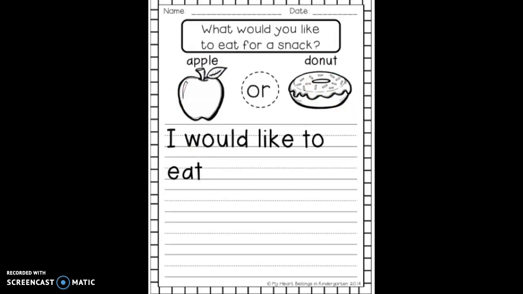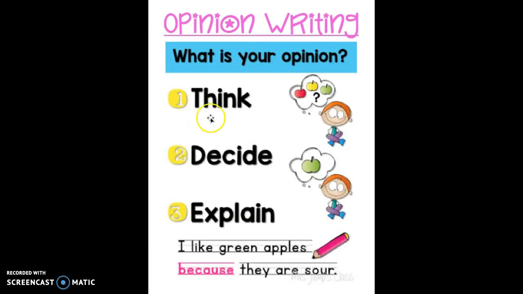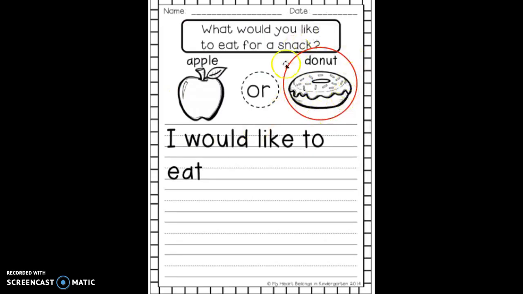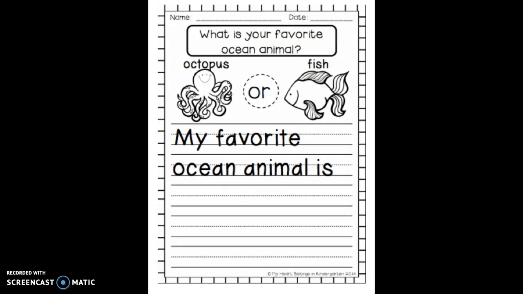Now here's my sample for you. What would you like to eat for a snack? An apple or a donut? So I need to remember the steps and I need to think about which one of those would be my favorite. And then I need to decide. Once I've decided, I need to circle my choice. And I chose the donut. I want you to think and decide now.